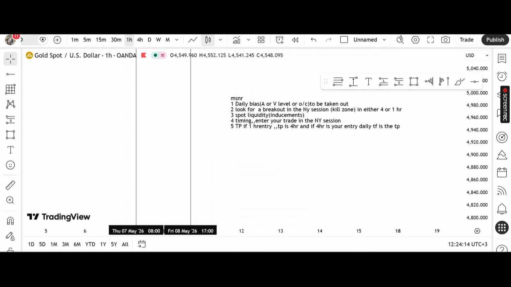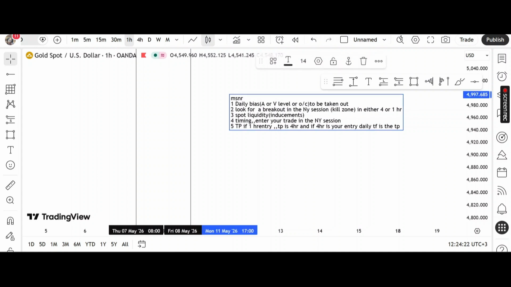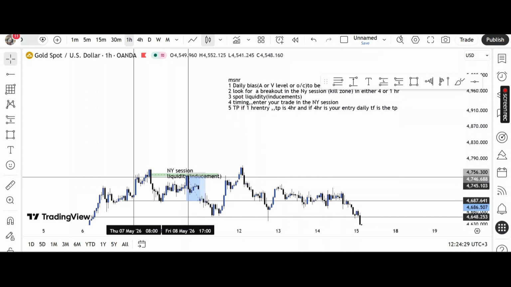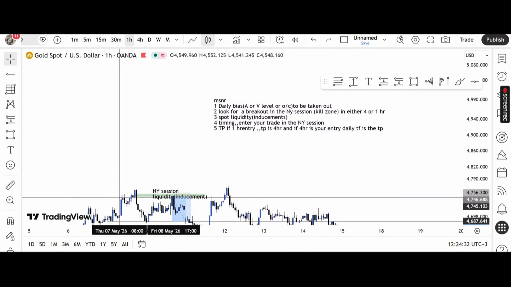So as I said, we start looking for the buyers, an A level or a V level or an open close that has to be taken out with a wick. Then after that, you look for a breakout in the New York session, mostly in the kill zone, in either the 4 hour or the 1 hour time frame. In the 4 hour, you look for a V level to be broken out and then a retracement, then you enter your trade. If it's the 1 hour, you look for it, but the difference is that your take profit will be in the 4 hour. If in the 4 hour, it will be in the daily time frame.